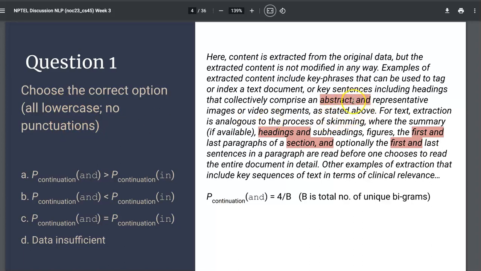If the comma is there and the question makes no assumption to ignore punctuation, then this is not a bigram, it will be a trigram. Okay.